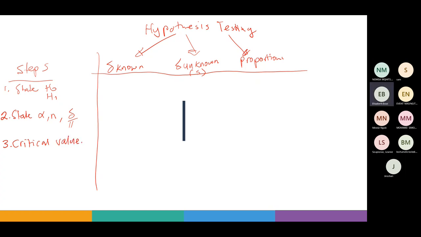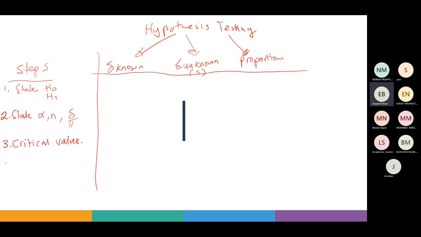Step number three, you need to find the critical value. Remember, with the critical value as well, depending on whether the population standard deviation is given or whether you're using the proportion, or you're doing a one-tailed test or a two-tailed test, you need to be able to determine where you will locate your critical values. Those things are very important: whether you're going to be using the t-table or the z-table, whether you need to divide your alpha by 2 or not.